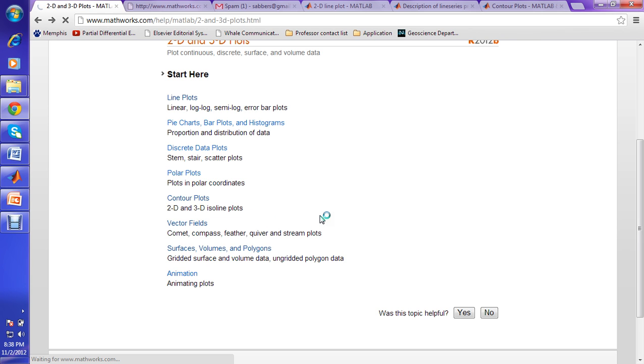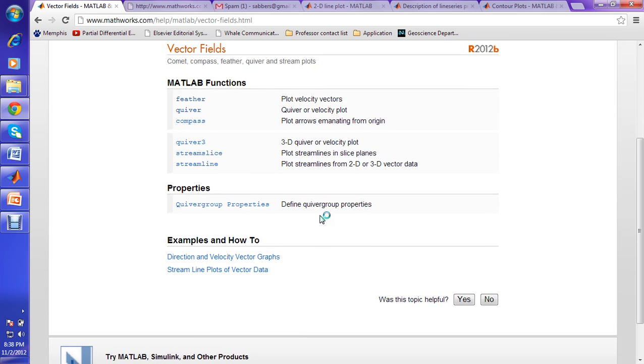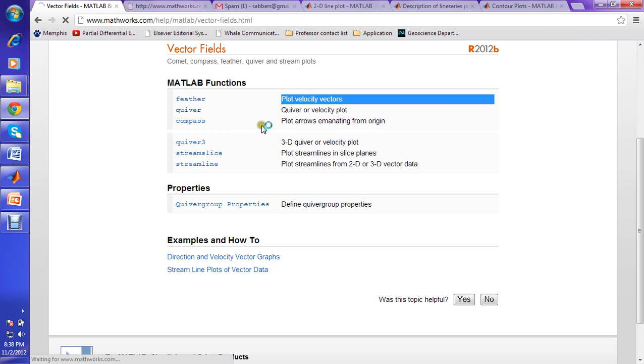Vector fields. So what are vector fields? Vector fields are used to plot vector data. For example, if you want to plot velocity fields or directional fields, because a vector has magnitude and direction. If you want to plot the velocity of something, then we can use these functions: compass, feather, quiver. Quiver is very important. Quiver is called the velocity plot, and it plots velocity vectors. Feather is the same thing as quiver, but with some differences.